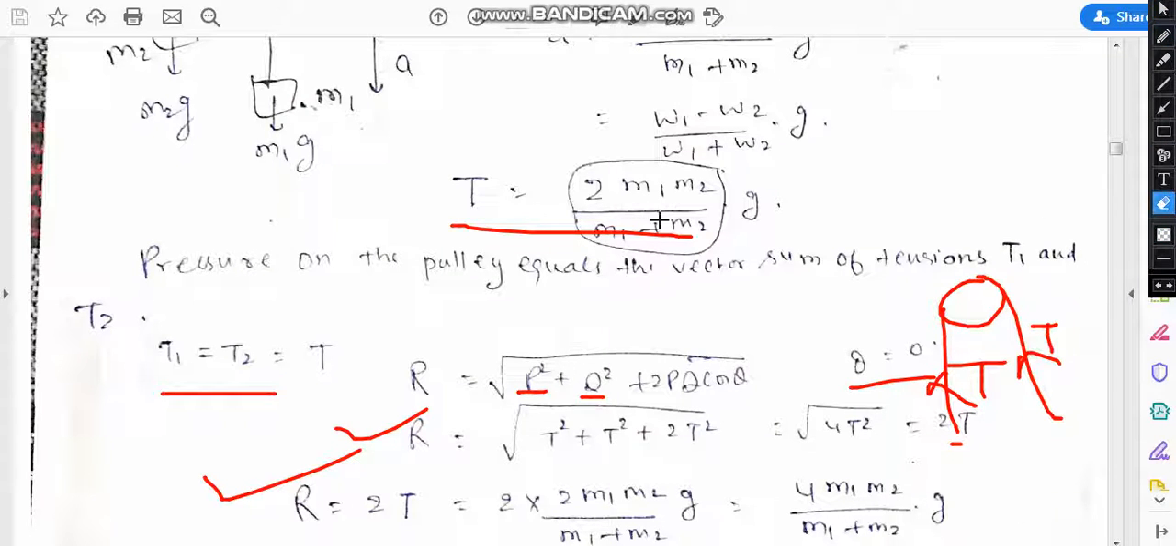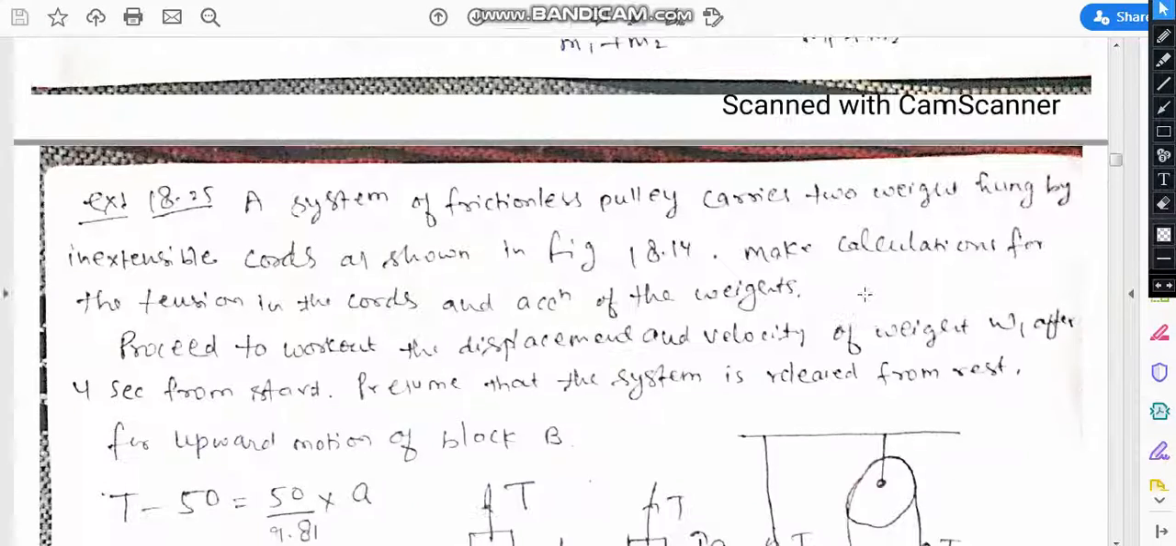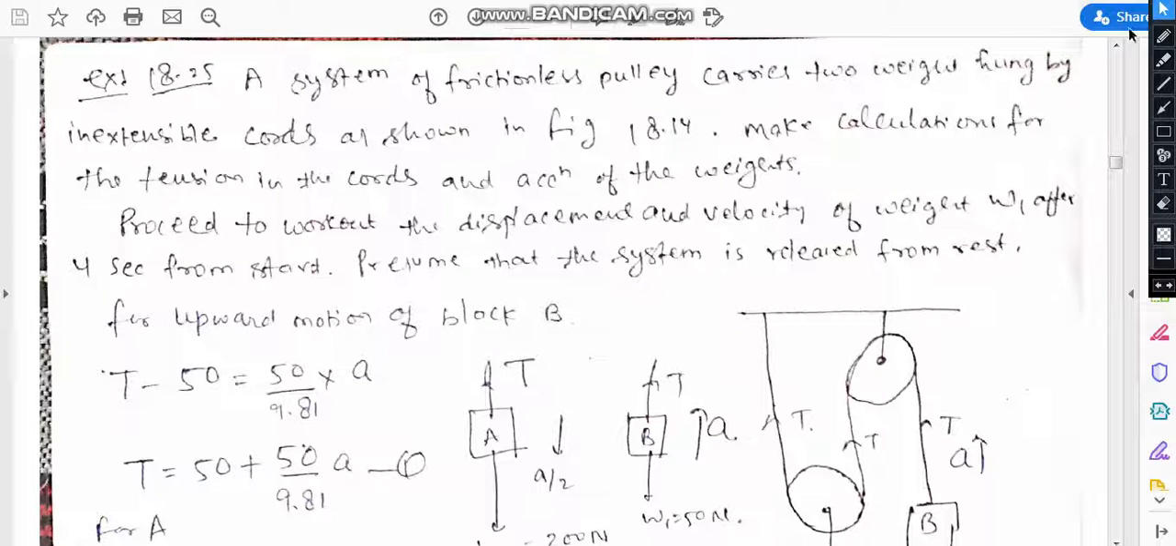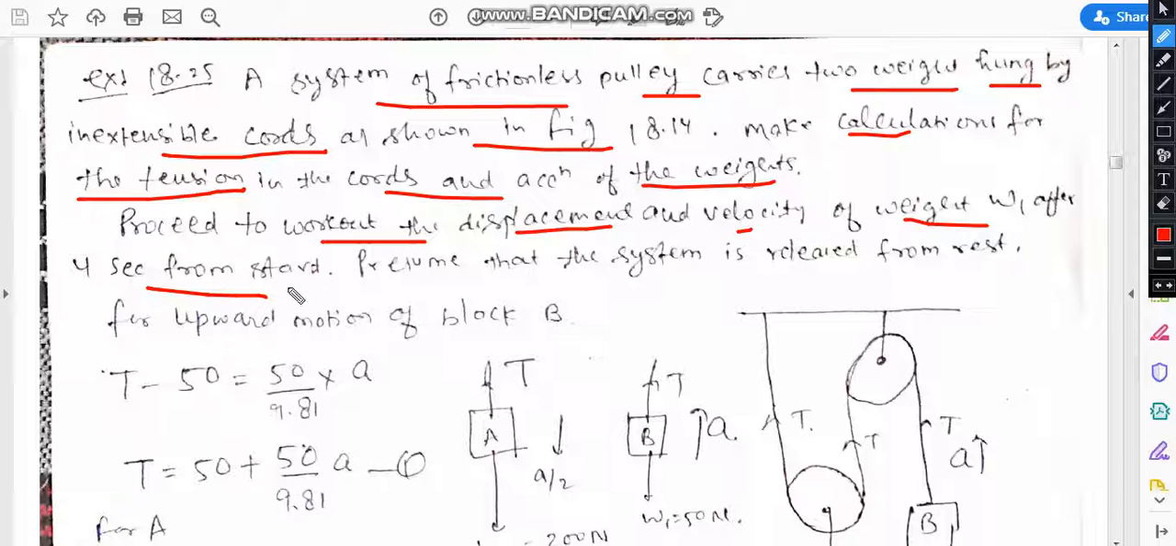Now, the problem based on this question is that a system of frictionless pulleys carries two weights hung by inextensible cords, as shown in the figure. Calculate the tension in the cords and the acceleration of the weights. Also work out the displacement and velocity of weight W1 after 4 seconds from start. Presume that the system is released from rest. So how can we proceed to solve this?